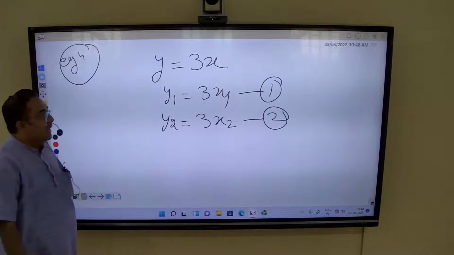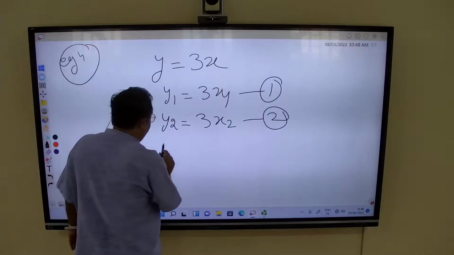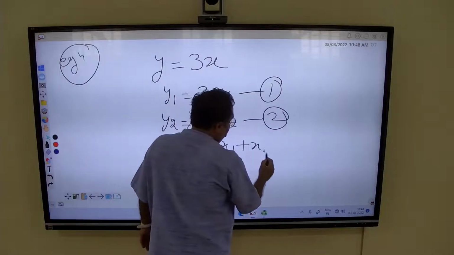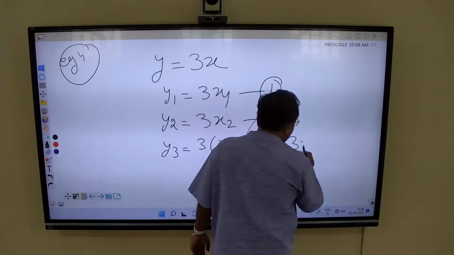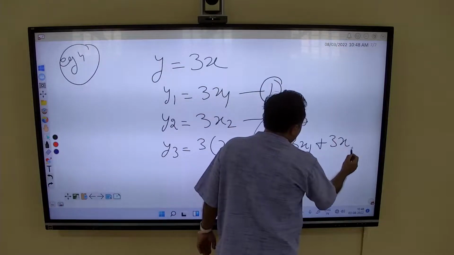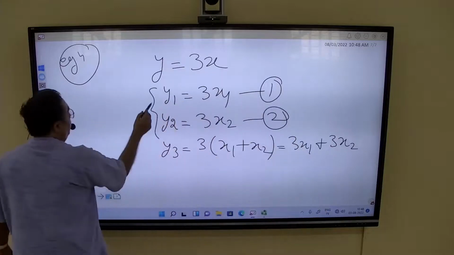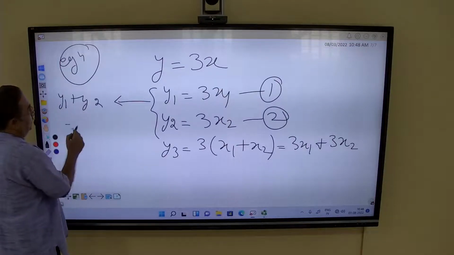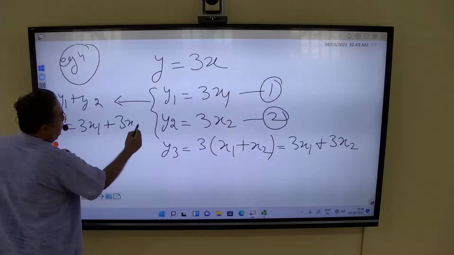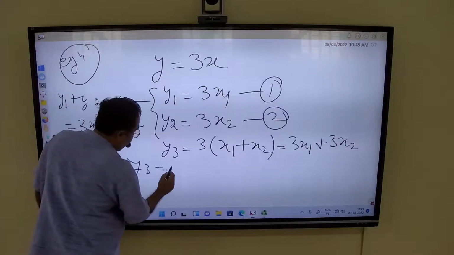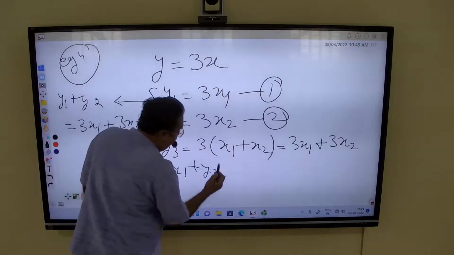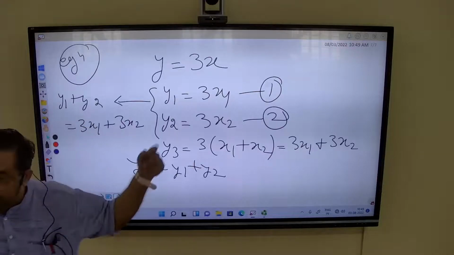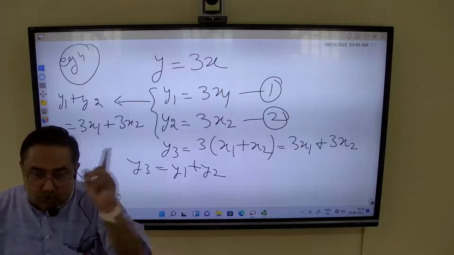Now I am applying an input equal to x1 plus x2. So I will get an output y3, which will be 3 times bracket x1 plus x2. When I solve it further, I will get 3x1 plus 3x2. Now I will add these two. What will I get? y1 plus y2 is nothing but 3x1 plus 3x2. Therefore y3 is equal to y1 plus y2. Hence there is a chance that it can be a linear system. Still I can't say, because only one rule is passed. Now I have to go to the second rule.